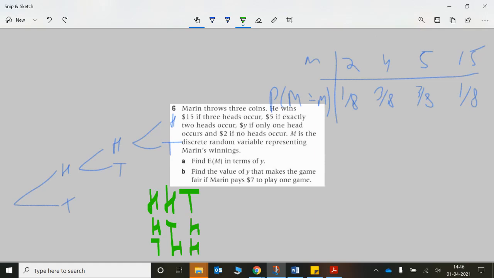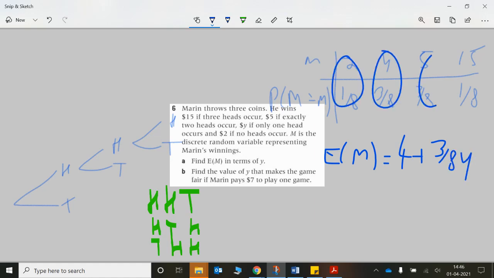Okay, so then the next part of the question says work out E of M. So find the expected value of M, which is fairly straightforward. Of course, you're going to do this times all of these, and then these multiplied together and then summed up. If you do that, I just did it aside a moment ago, you end up getting 4 plus 3/8 y. 3/8 of y, and the others sum to 4 when you multiply them together.